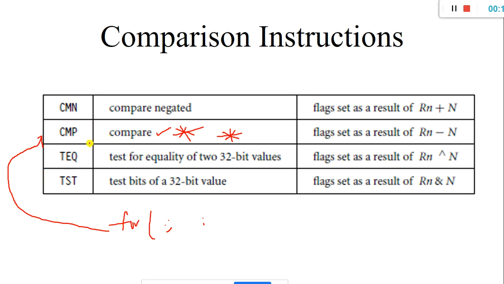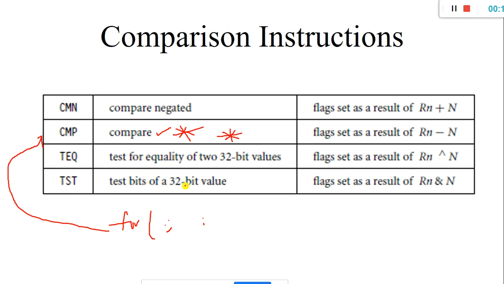So most of the time when you are trying to write a looping structure, either an if or a for loop, or until the condition is true, if you want to execute something else, then we will always be using the compare instructions. CMP is one very important instruction, and then TEQ and TST. TEQ tests whether the two 32-bit values are equal or not.